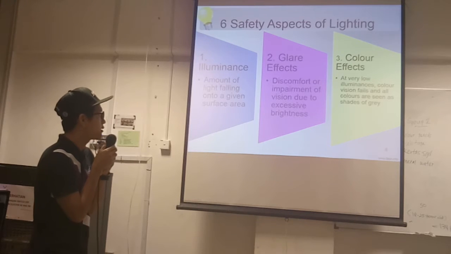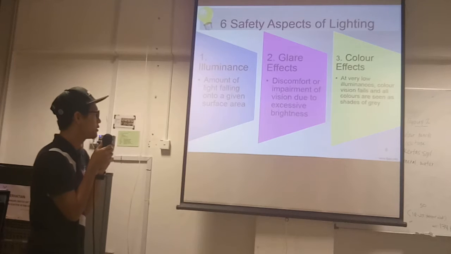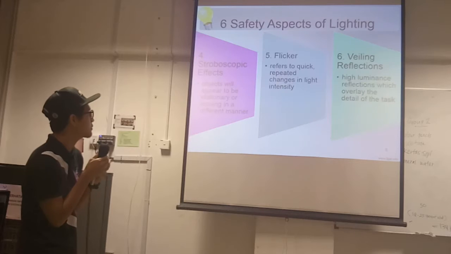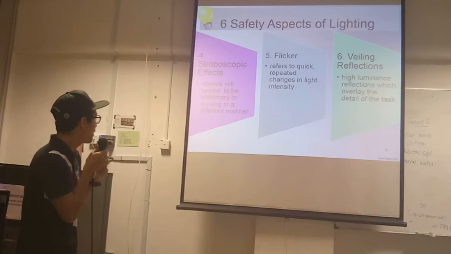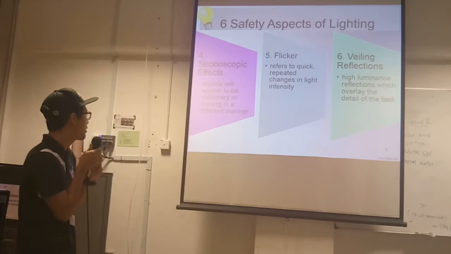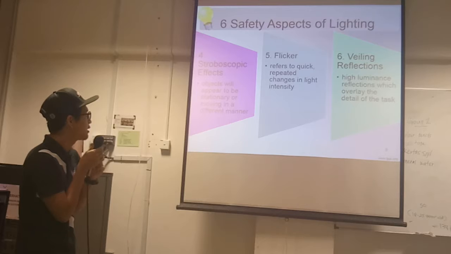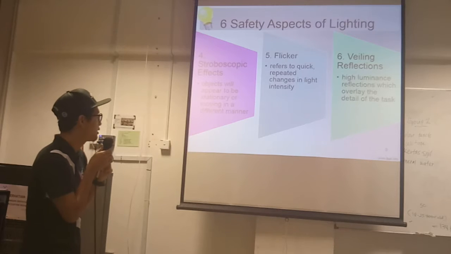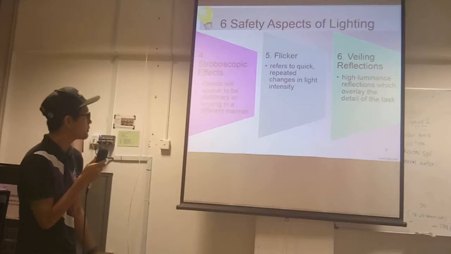Third, color effects. At very low illuminance, color vision fails and all colors are seen as shade of grey. Fourth, stroboscopic effects, which is objects will appear to be stationary or moving in a very different manners. Fifth, flicker refers to quick repeated changes in light intensity. Sixth, veiling reflection, high luminous reflection which overlay the detail of the task.